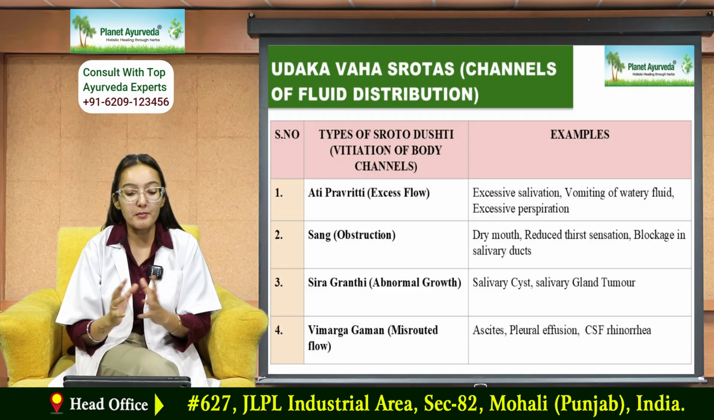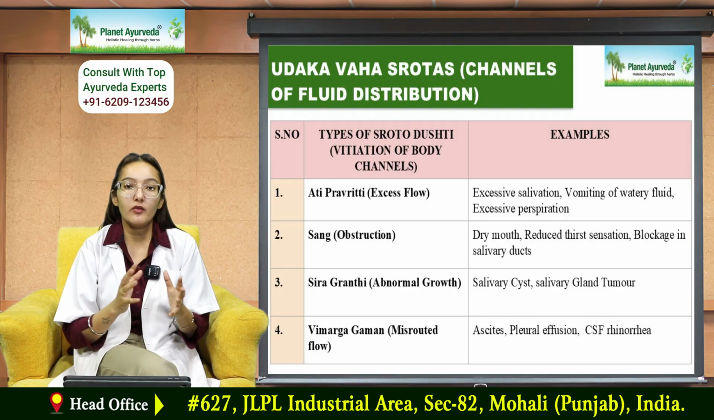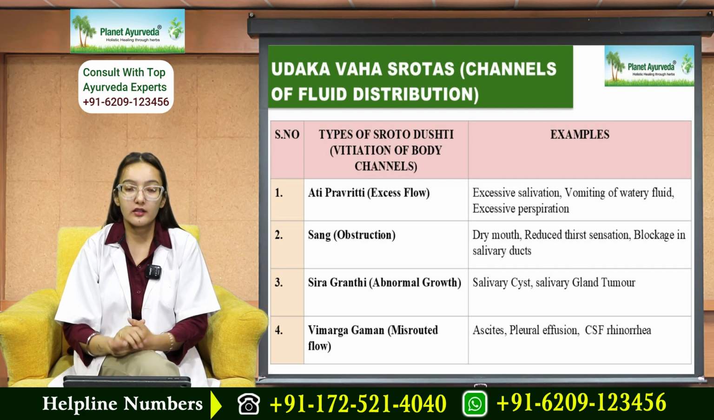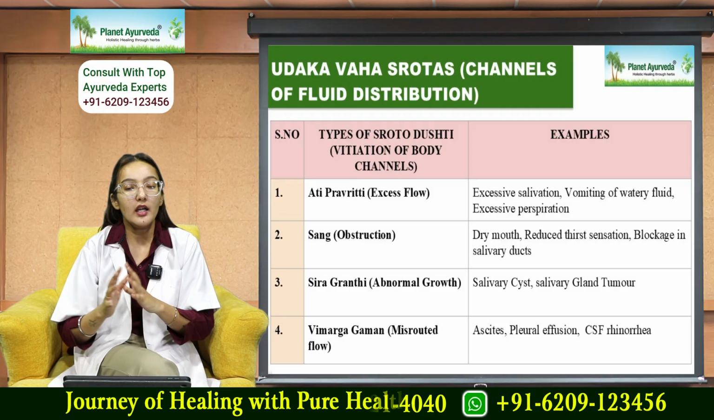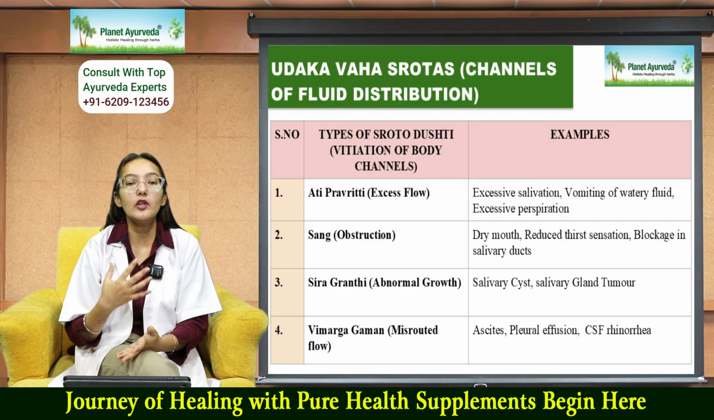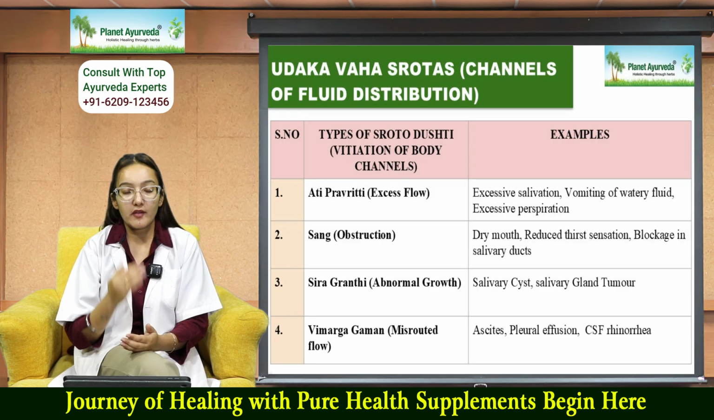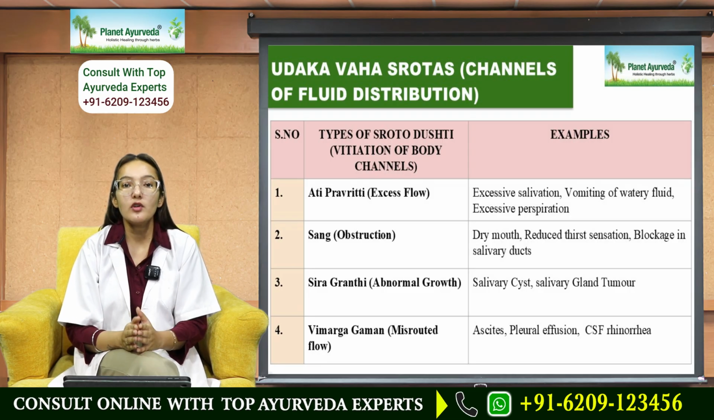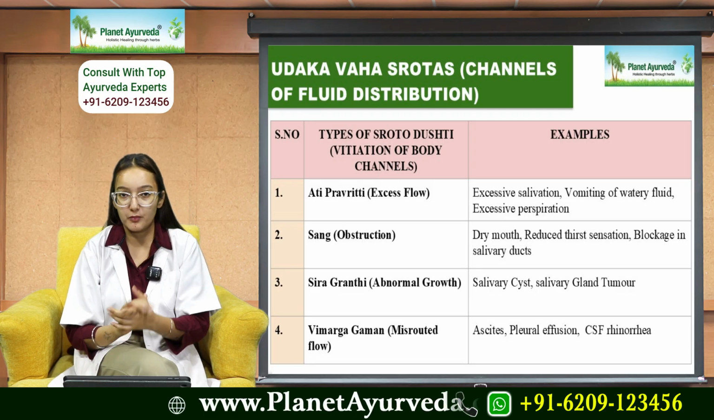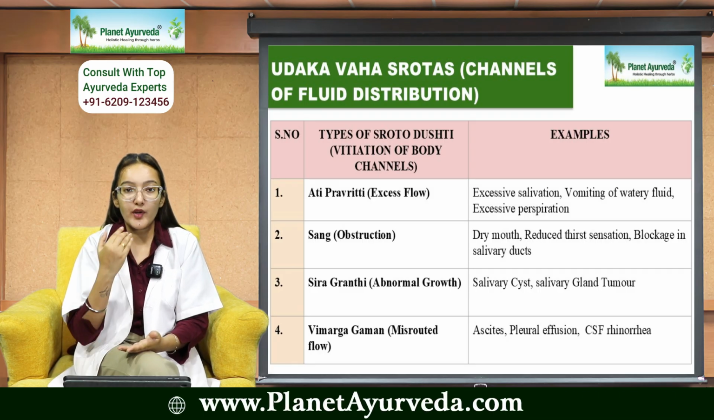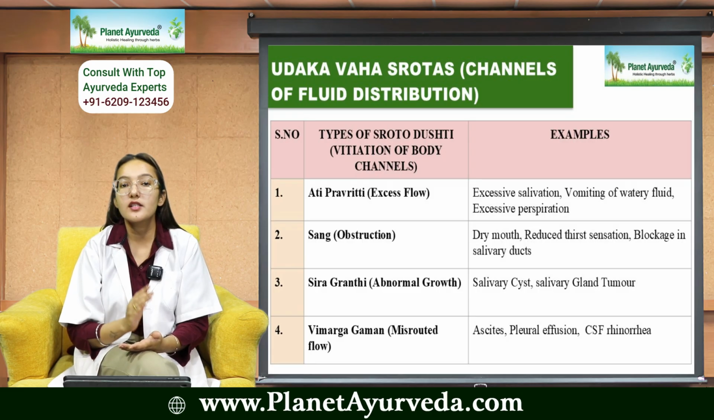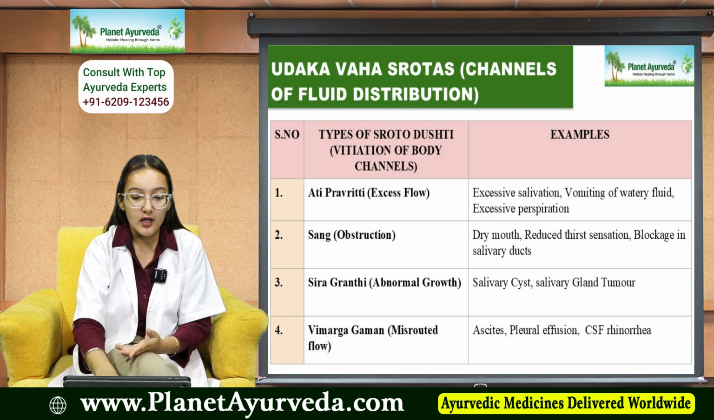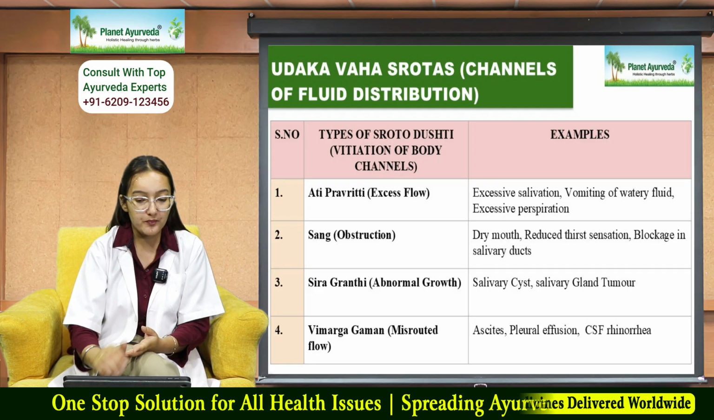Then is Vimargamana, or the misrouted flow. If the fluid goes out of its channels, what is going to happen? Ascites will occur, the fluid will accumulate in the abdominal cavity. Pleural effusion, the fluid will accumulate in the pleural cavity, the cavity outside the lungs. CSF rhinorrhea, CSF being cerebrospinal fluid, whose usual space is in the brain, in the head region. When it flows from the nose, it is known as CSF rhinorrhea. So these are the examples of Vimargamana, or the misrouted flow, particularly for the channels of fluid distribution.